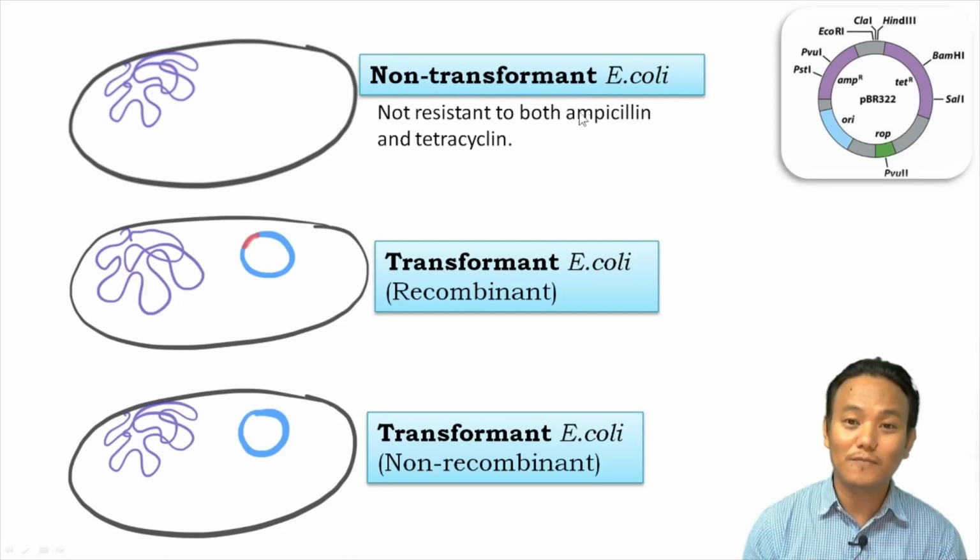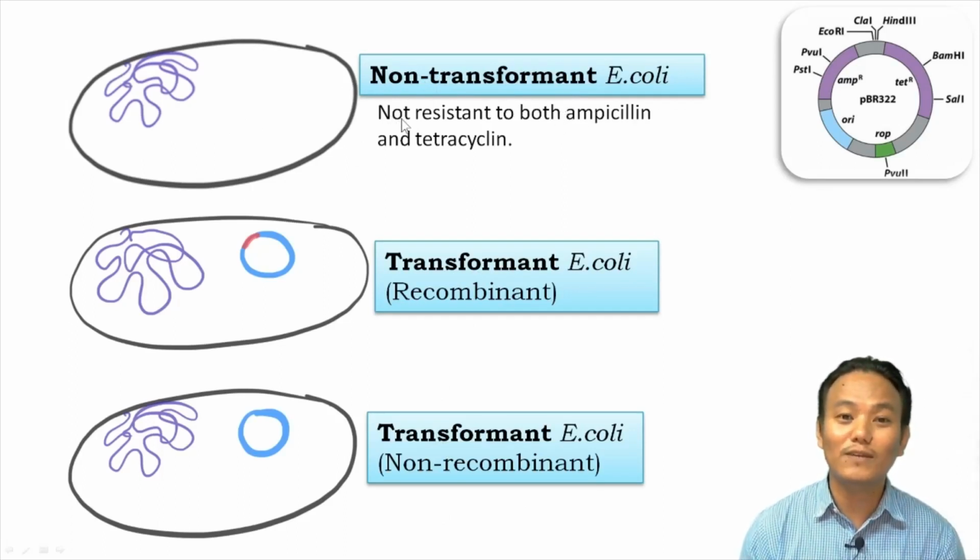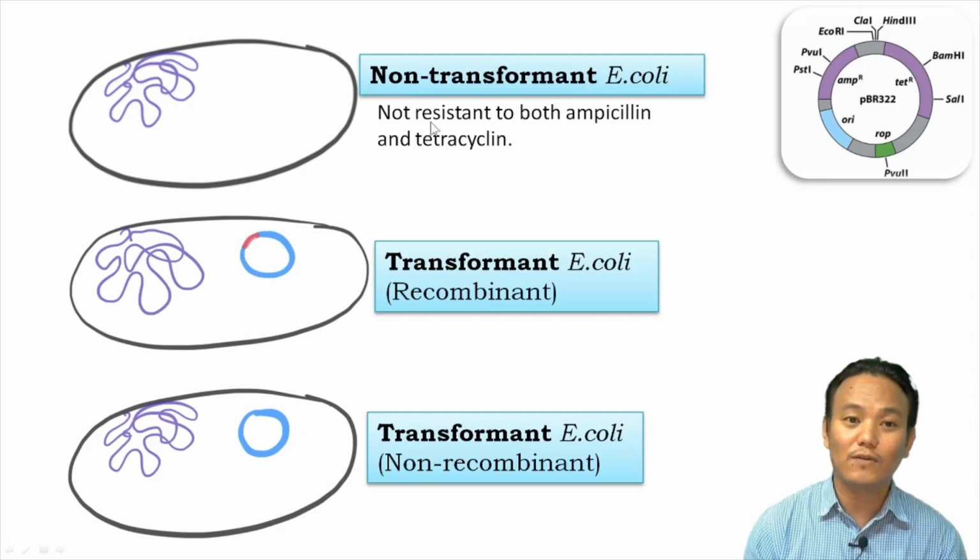Non-transformants won't be resistant to both ampicillin and tetracycline. Why? Because they do not have these two genes, the ampicillin resistance and tetracycline resistance genes, right? So by using ampicillin and tetracycline, if the bacteria die, we can simply reject them. So now we are left with these two transformants, one with the recombinant DNA and one with non-recombinant DNA. So how do we identify between these two?